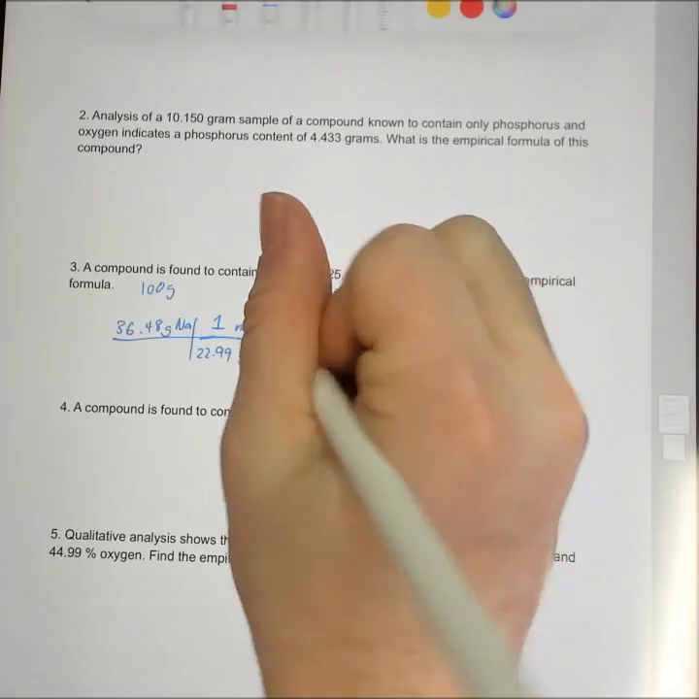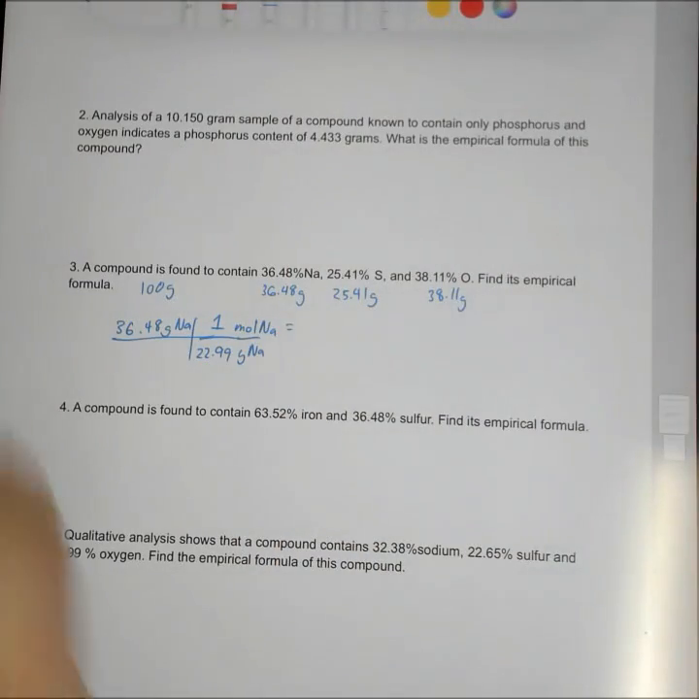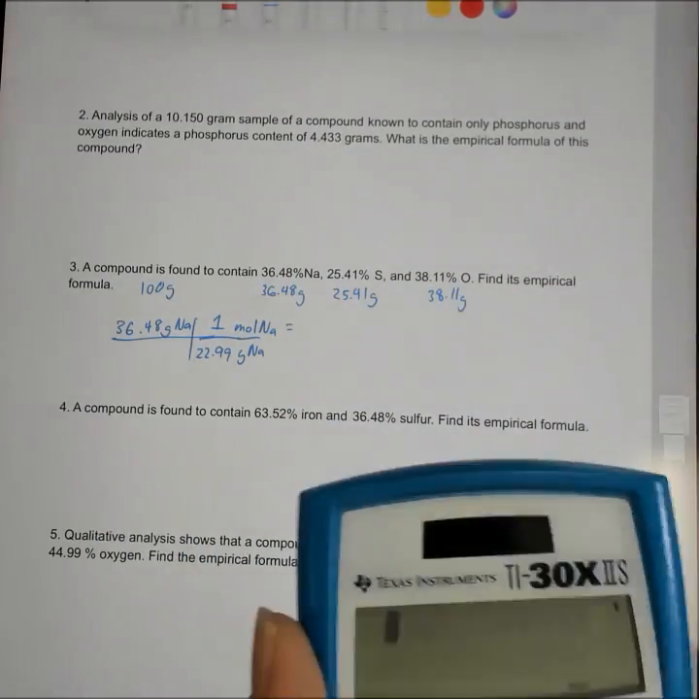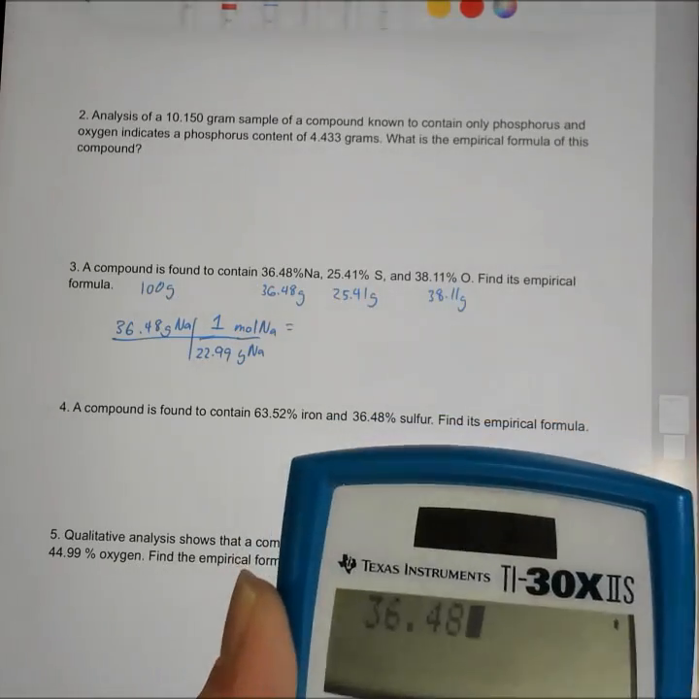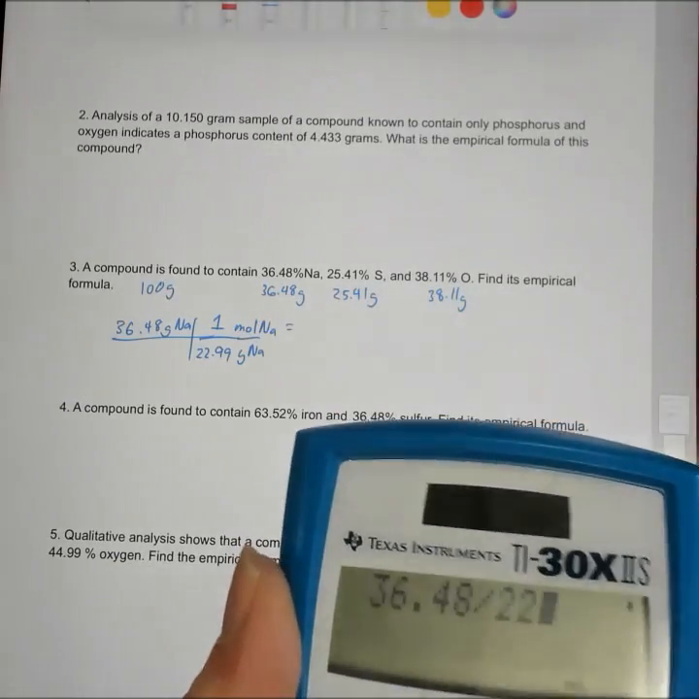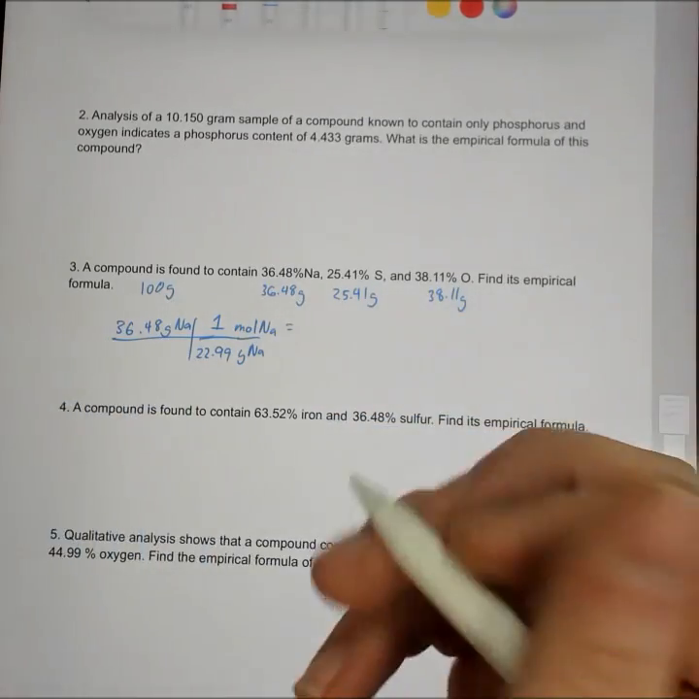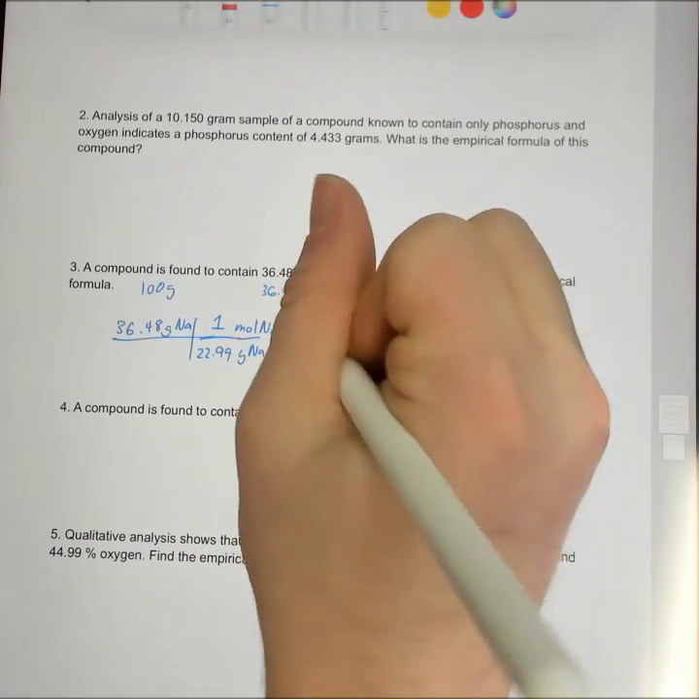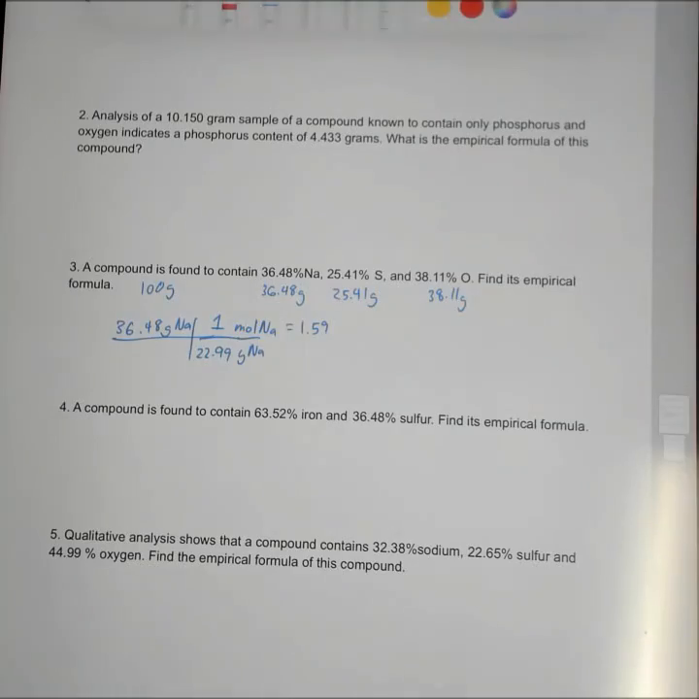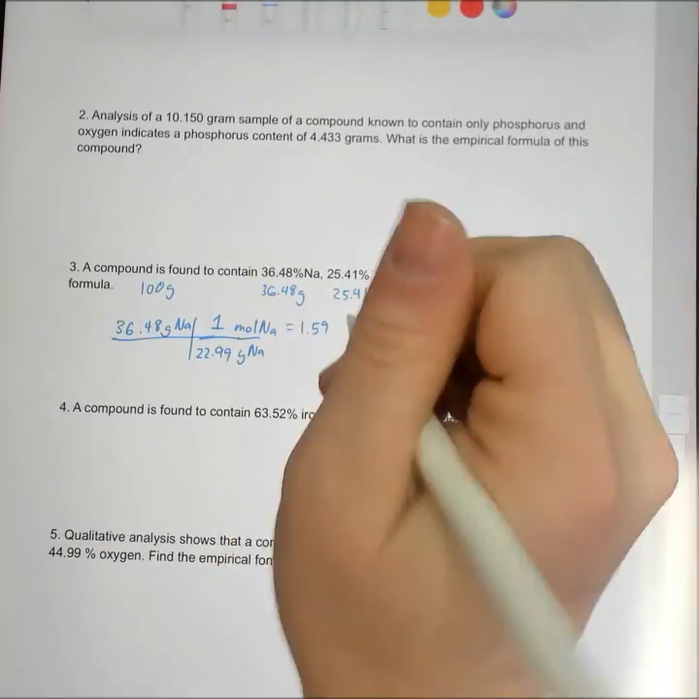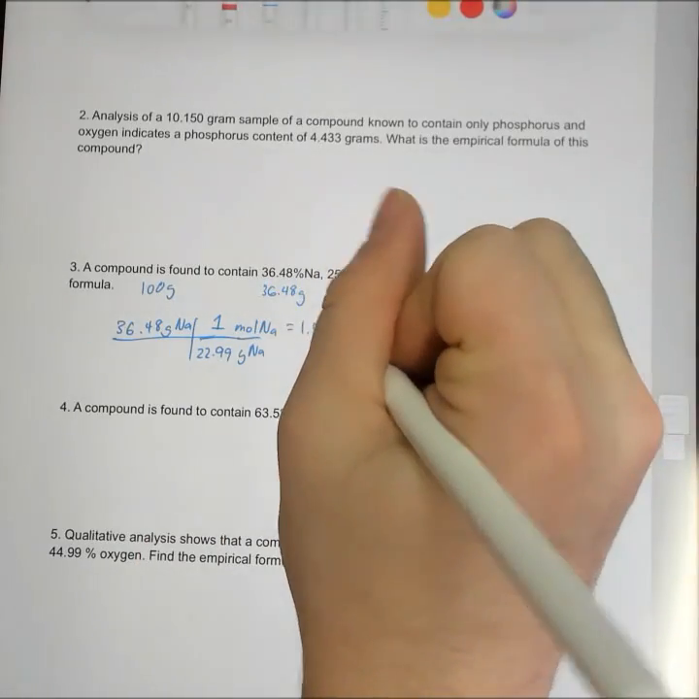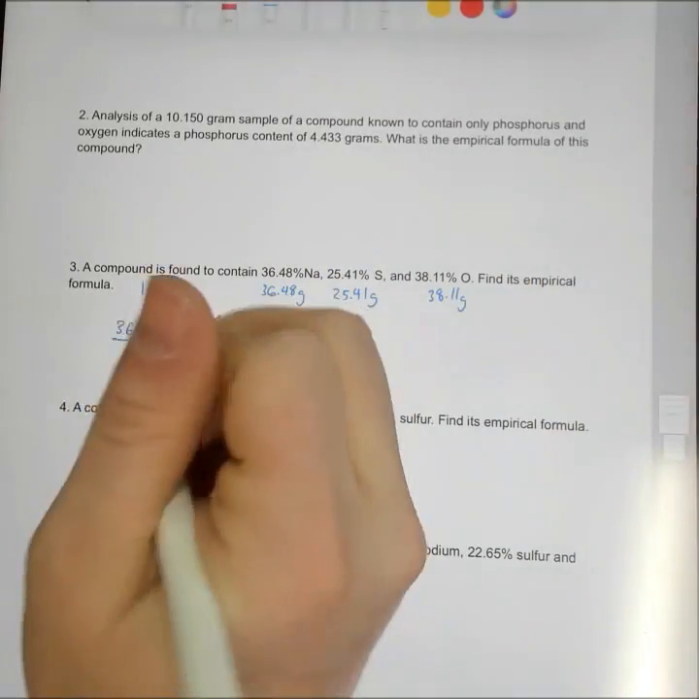So I need a calculator for it: 36.48 divided by 22.99. I get 1.59. All right, so that's my moles of sodium. I'm just going to put an Na next to it so we know.